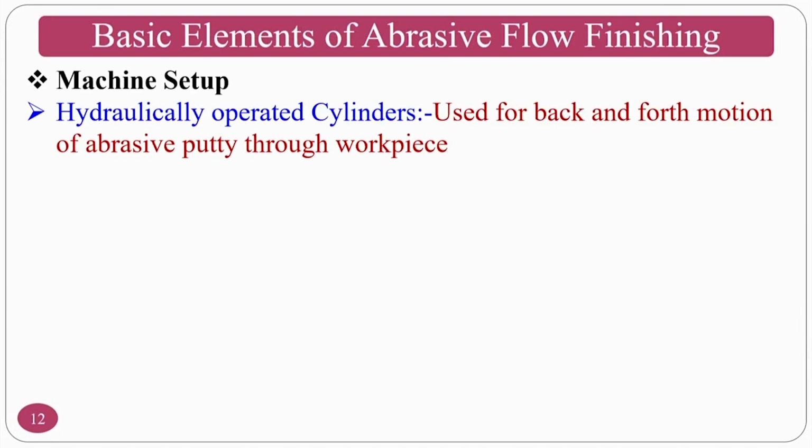So, the basic elements of abrasive flow finishing. One is the machine setup, that is nothing but the experimental setup, which is hydraulically operated cylinders used for back and forth motion of abrasive putty, and the pistons as well as medium cylinders. All these things will be covered in the machine setup.